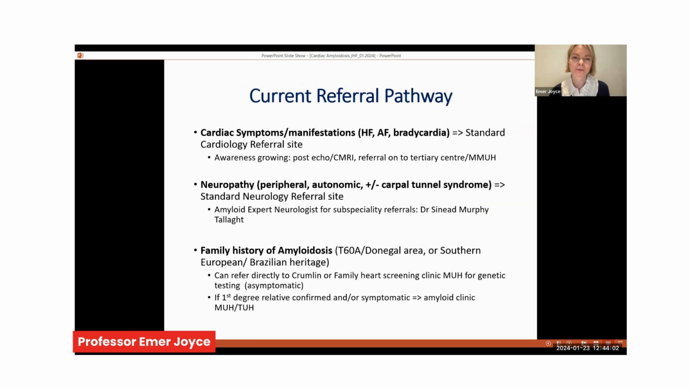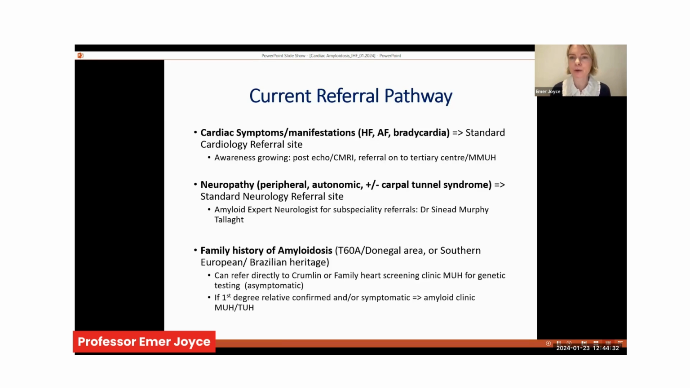So just lastly, on the current referral pathway, we don't yet have a national strategy, and people say to me, oh, how can we get referred to you? Again, in a good way, I think hopefully that's less relevant, to actually see me or one of my colleagues in the Mater, because there is so much more increased awareness. So if you're coming at this with heart symptoms or manifestations, heart failure, atrial fibrillation, a slow heart rate, then go to your local cardiology referral site.